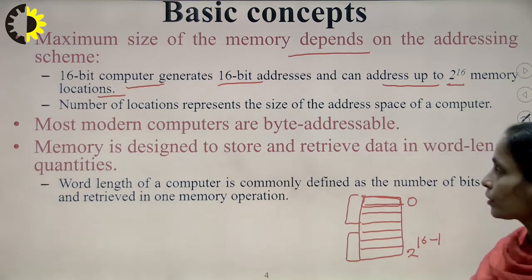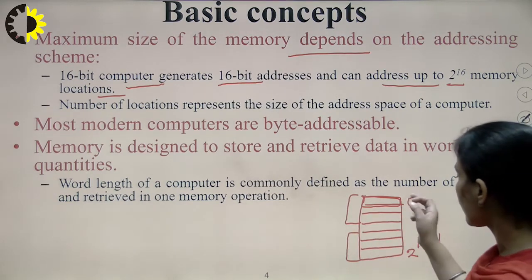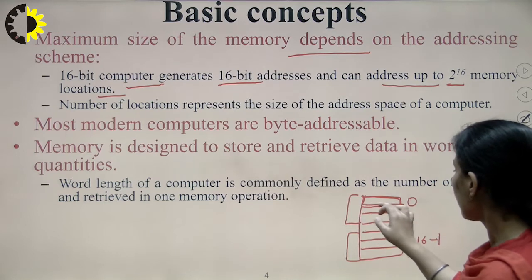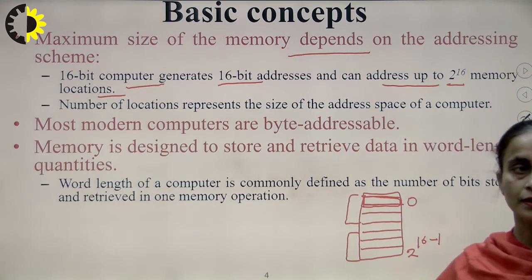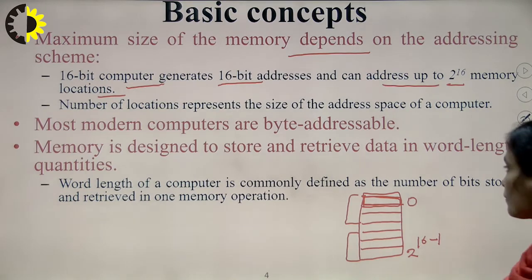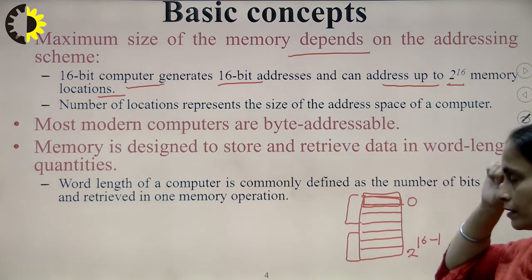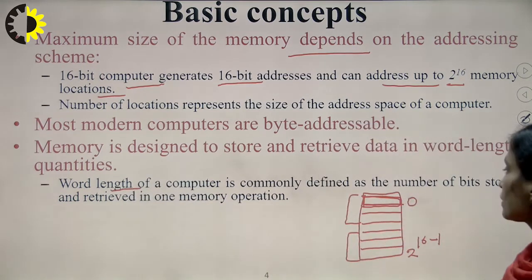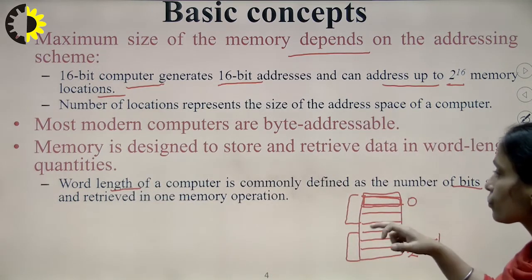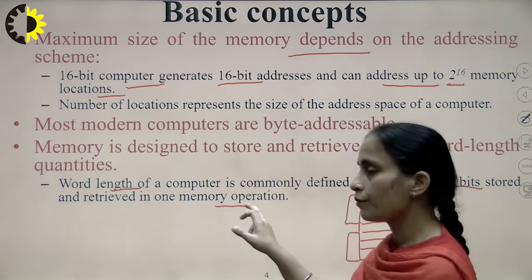So, most modern computers are byte addressable, meaning 8 bits can be stored in one location. The memory is designed to store and retrieve data in word length quantities. The word length of a computer is defined as the number of bits stored and retrieved in one memory operation.